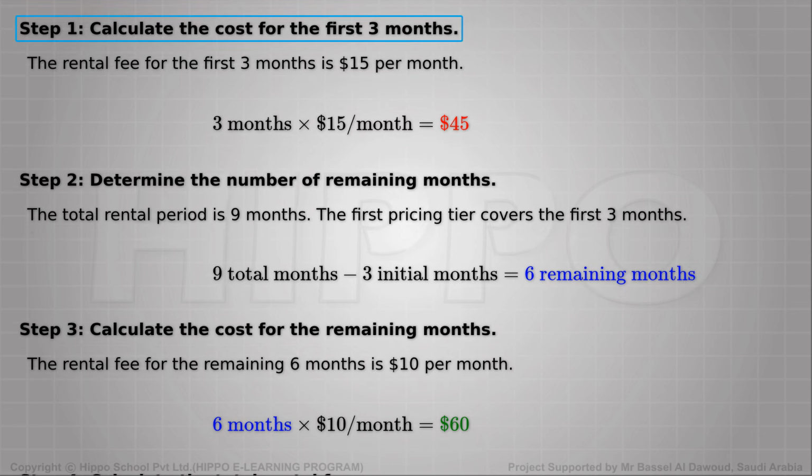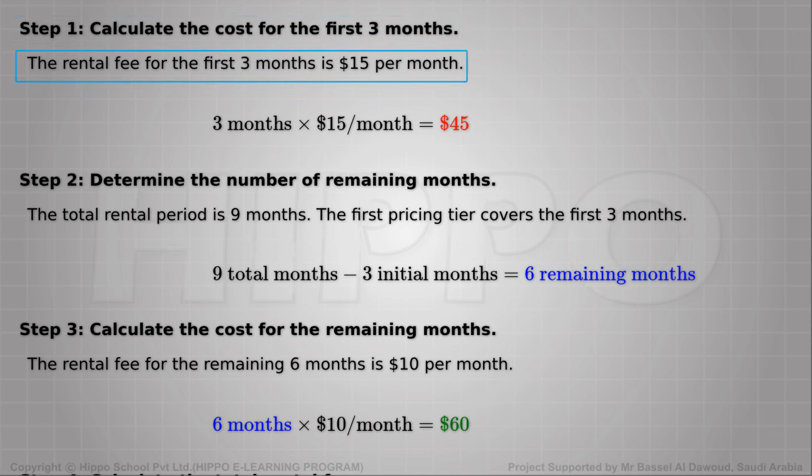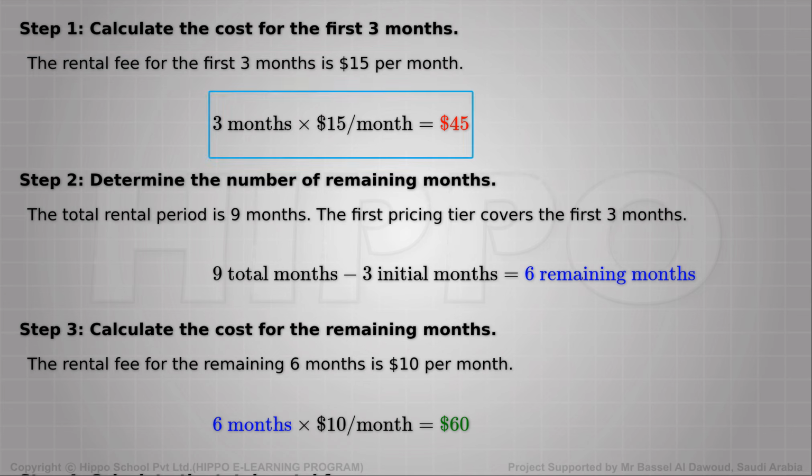All right, let's start with the first part of the rental period. The problem states very clearly that the cost for the first 3 months is $15 per month. So to find the cost for this initial period, we perform a simple multiplication. As you can see in the calculation on your screen, we take 3 months and multiply it by $15 per month. That gives us a total of $45 for the first 3 months. Easy enough. Let's move on.